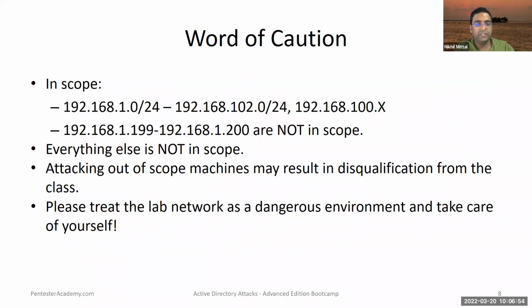Now, let's talk about what is in scope. All the machines in the two lab subnets, and your own student VM, are in scope. These two machines in these subnets, 1.199 and 1.200, are not in scope. Other than this, everything else is not in scope. Please do not attack out-of-scope machines. That may result in disqualification from the class.